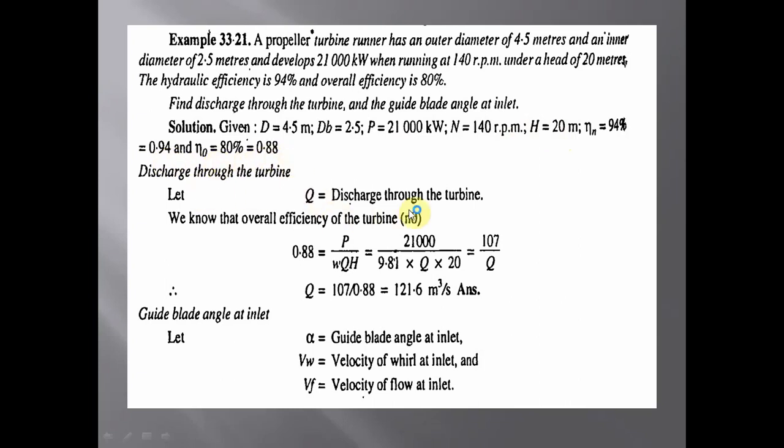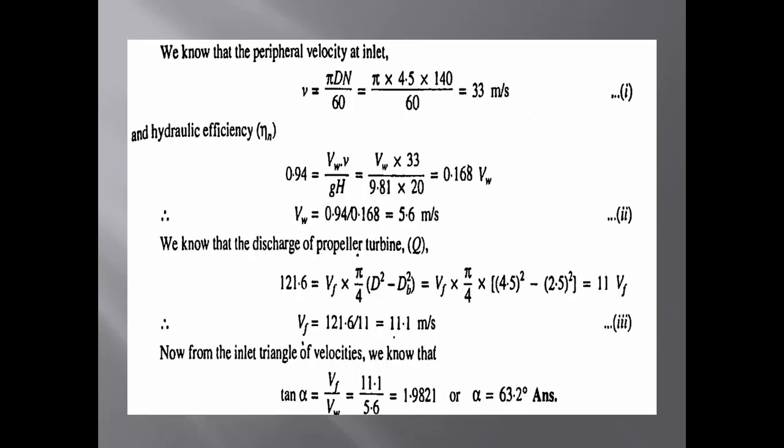Discharge to turbine, Q: we also know that overall efficiency of turbine is equal to 0.8, P divided by W into Q into H, that is 21,000 divided by 9.81 Q into 20, that is 107 divided by Q. That is Q equal to 107 divided by 0.8, and that is 133.7 meter cube per second. Alpha is the guide blade angle at inlet, Vw is the velocity of whirl at inlet, and Vf is the velocity of flow at the inlet.